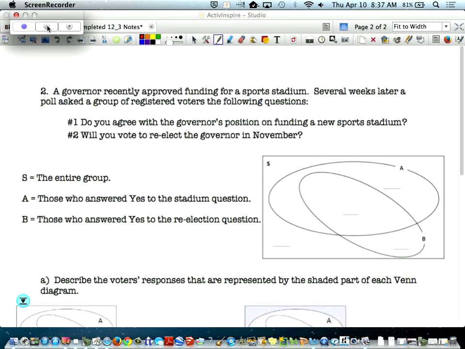A governor recently approved funding for a sports stadium. Several weeks later, a poll asked a group of registered voters the following questions. Do you agree with the governor's position on funding the sports stadium? Will you vote to re-elect the governor in November? S represents the entire group. So notice where S is. S is the box that's going around our Venn diagram. A, those are the people that answered yes to the stadium question. So that's circle A or oval A. And B, those who answered yes to the re-elect question.